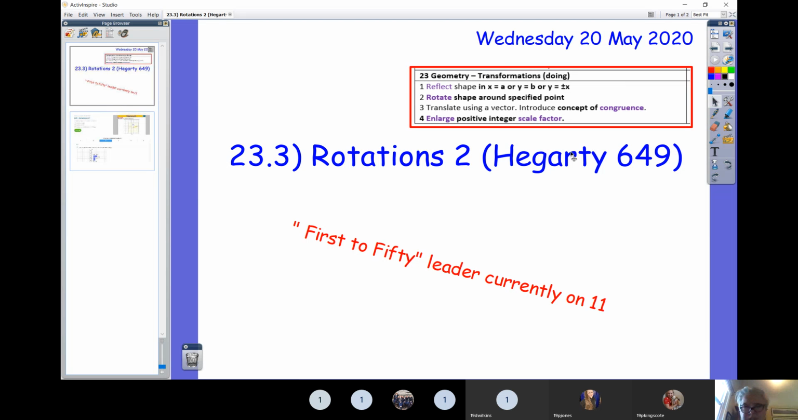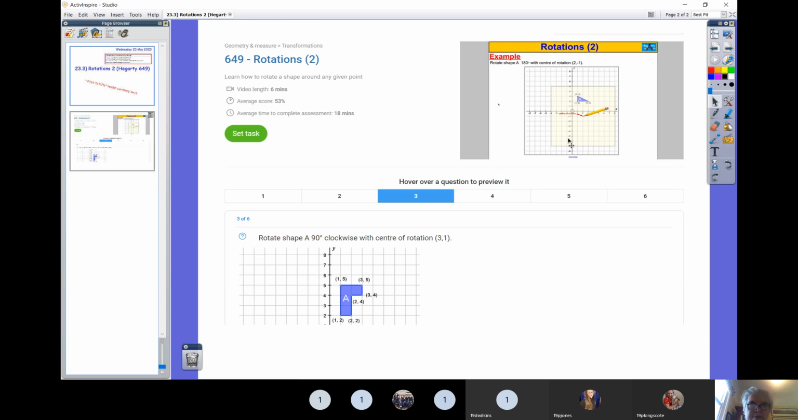So today, as you can see, I would like you to do Hegarty quiz 649, please. The only difference from the one you did last lesson is that the center of rotation will not be the origin. All the ones you did last lesson, the center of rotation was consistently the origin. So you were just having to get your tracing paper on top, put your pencil at the origin, and then rotate the tracing paper either 90 degrees clockwise, 90 degrees anti-clockwise, or 180 degrees.